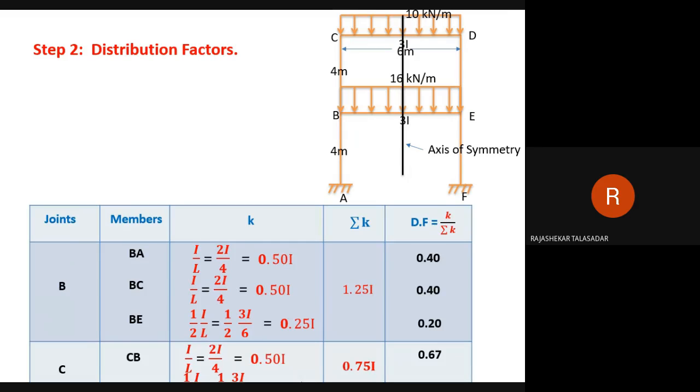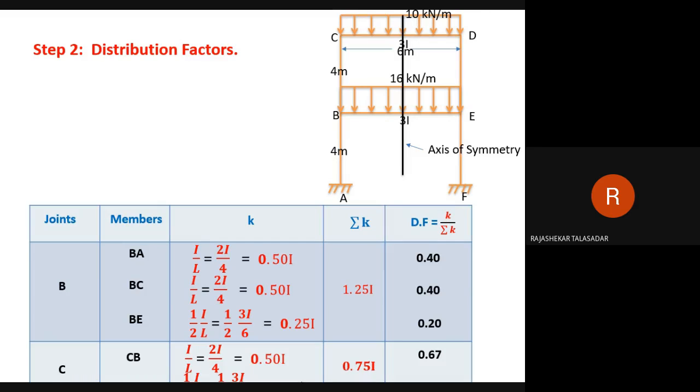Now I come to joint B first. I am considering only the left part of this axis. To the left of the axis of symmetry, there are two intermediate joints. One is called C, another is called B. Now, if you take B, there are three members starting from B: BA, BC, and then of course BE, or BE dash also, nothing wrong if you write that.